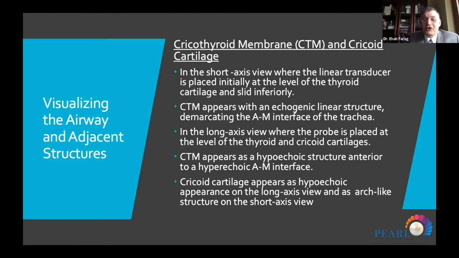In the long axis view, where the probe is placed at the level of the thyroid and the cricoid cartilage, the CTM can appear as a hypoechoic structure next to the hyperechoic air mucosa interface. So the hyperechoic interface can give you an idea where the CTM is, because it is hypoechoic and sometimes can be very difficult to visualize. The cricoid cartilage appears hypoechoic in the long axis view, as an arch-like structure in the short axis. We can see that here.